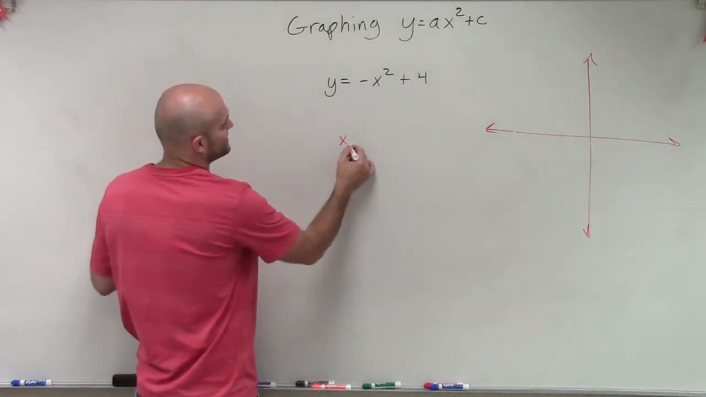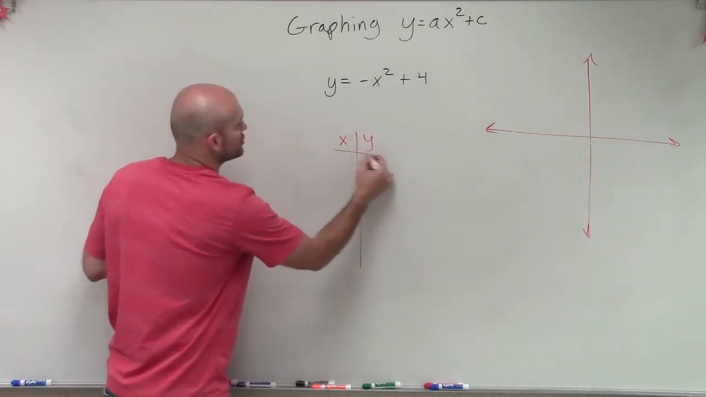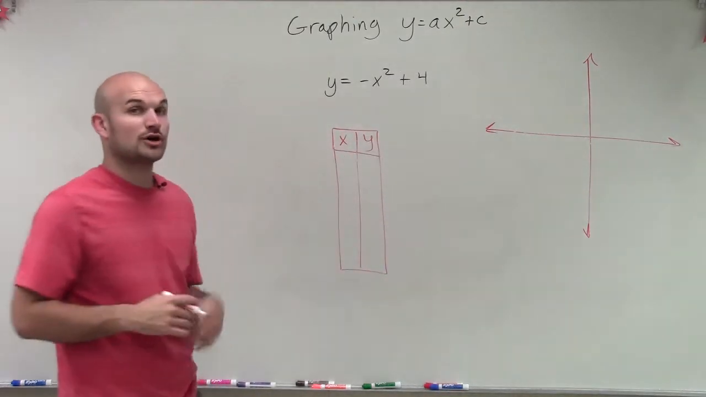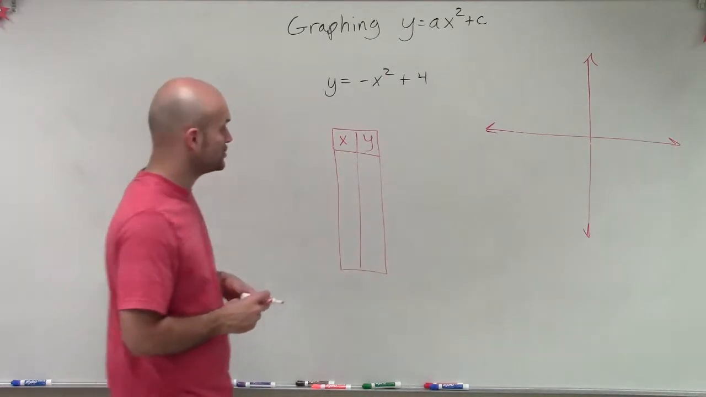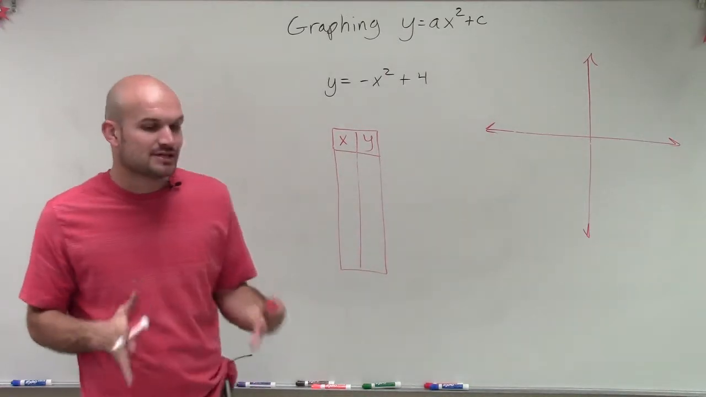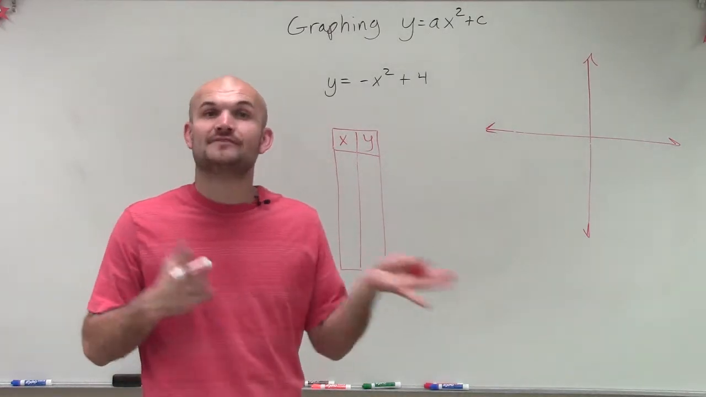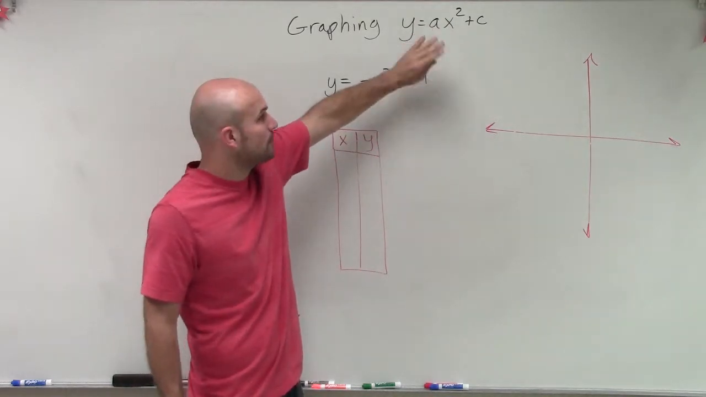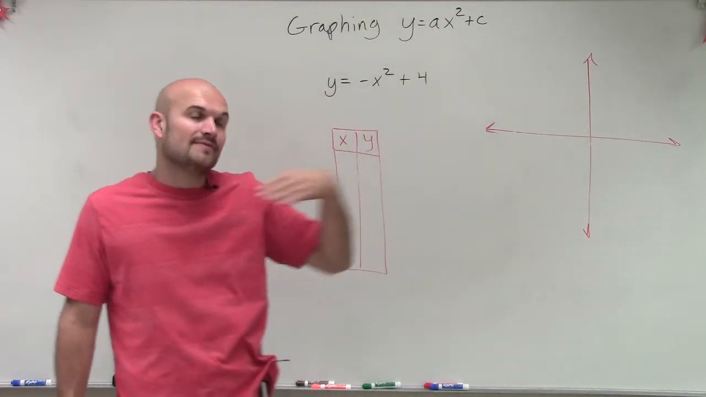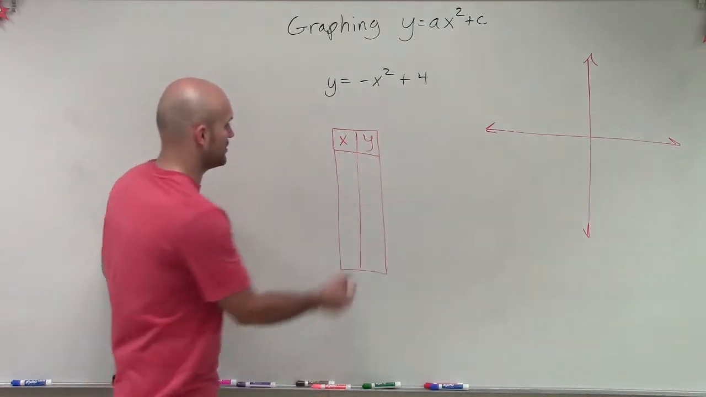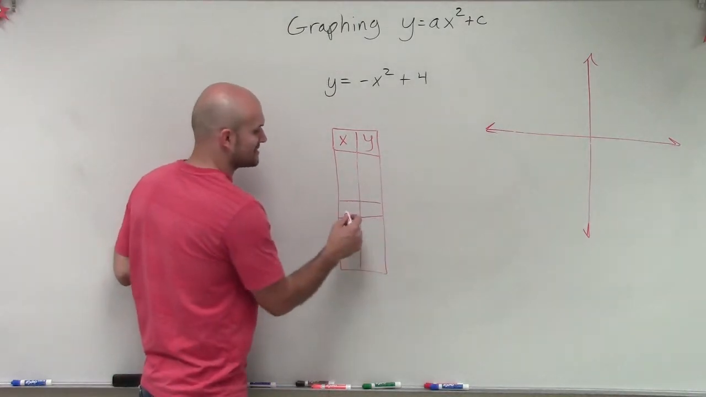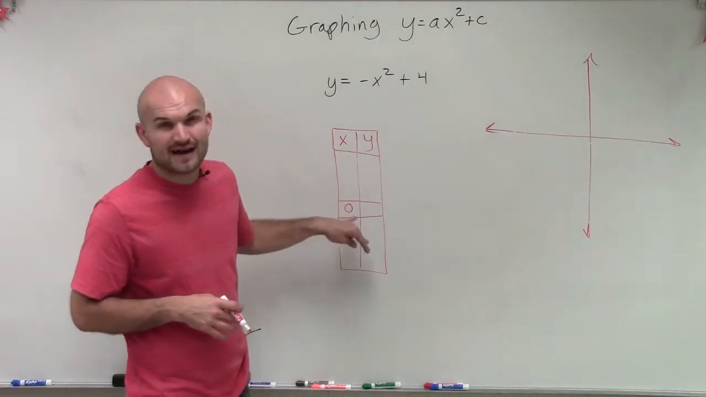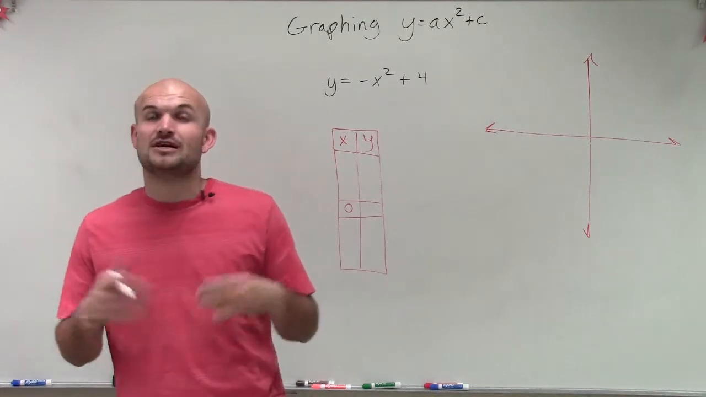So what we're going to do is create a table of values, and we're going to choose some x values and then figure out what the y values are, according to the x values we choose. We need to make sure we always choose values to the left and to the right of the axis of symmetry. What we've talked about so far is that when we have an equation in the form y equals ax squared plus c, our axis of symmetry is at 0. Therefore, the x value of your axis of symmetry is 0. All right? So we know we're able to find that value. Now we're just going to choose values to the left and to the right.